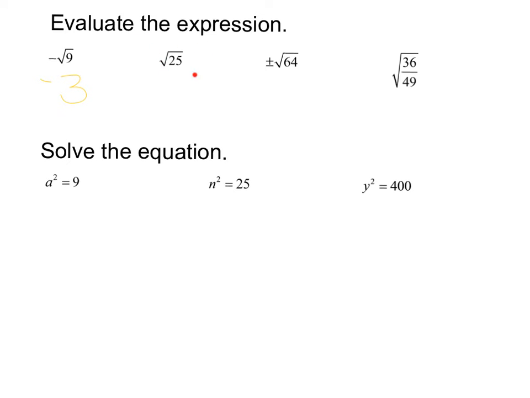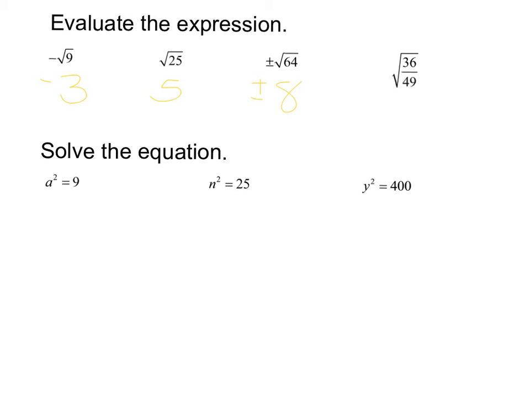If they want the positive square root, they won't put any sign out here. So here they want the positive square root of 25. Sometimes you'll hear that called the principal square root of 25. That's 5. If they want both, they'll put the little plus or minus symbol. That means they want both of the square roots, the positive and the negative, so that would be plus or minus 8.